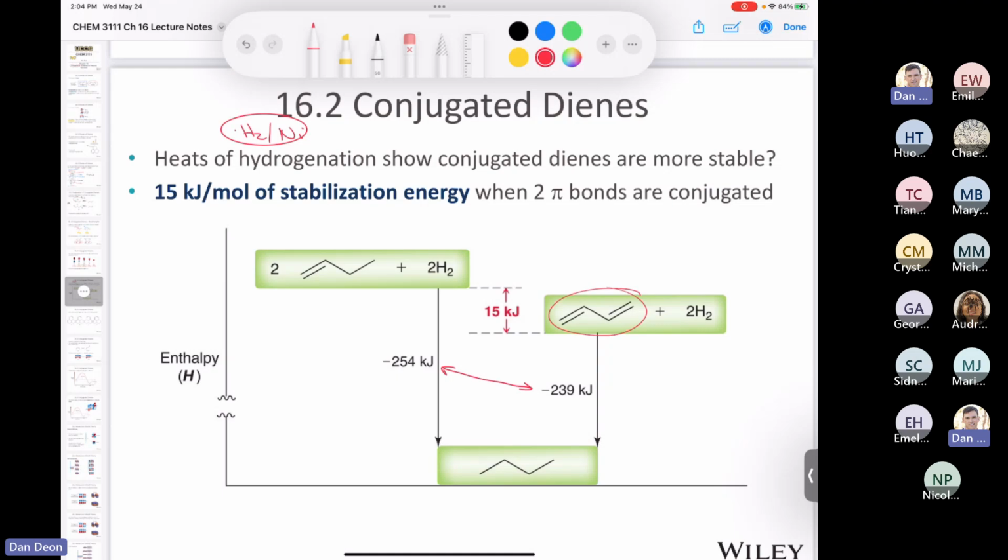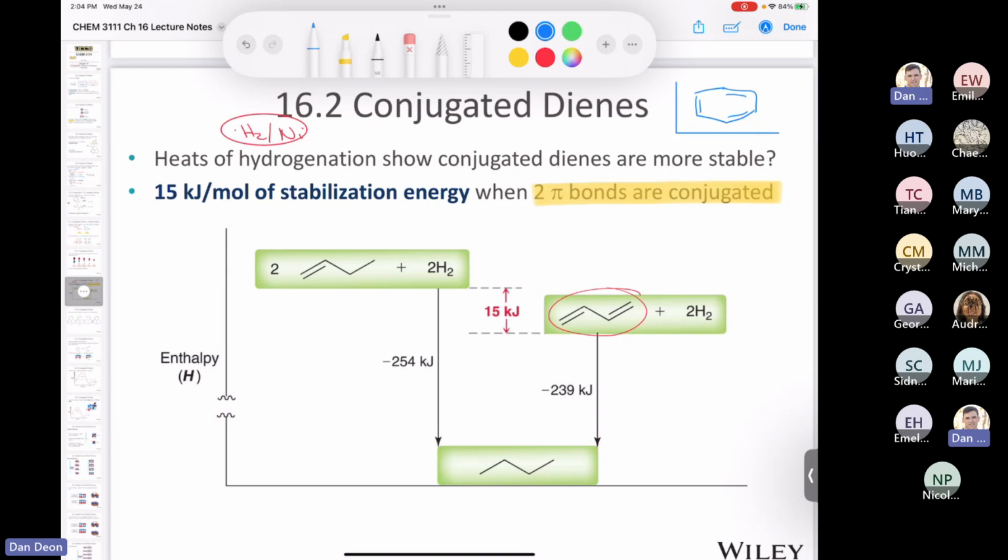And so that tells you that there's a stabilization of 15 kilojoules per mole when you have bonds that are conjugated. So there's some inherent stability that comes with something being conjugated. And this isn't completely related, but it is in a way related to aromaticity. When I talked about benzene with you, I don't know if I told you this in Organic 1, but I'll just throw this in as an aside, and we'll look at this in the coming days.